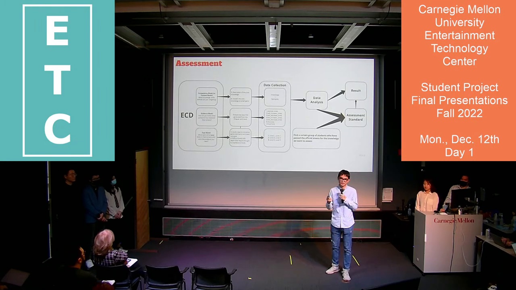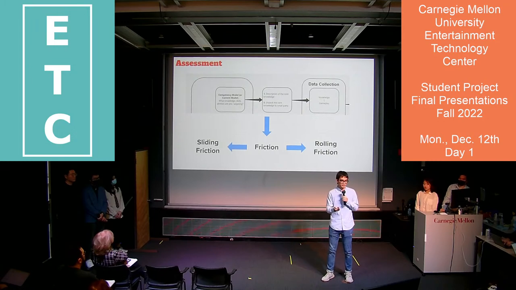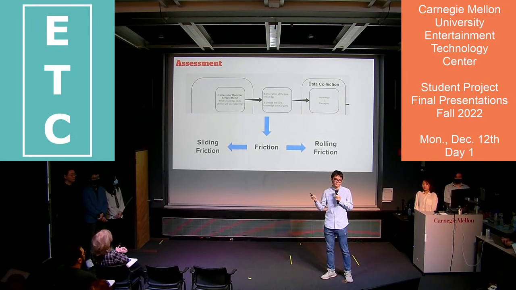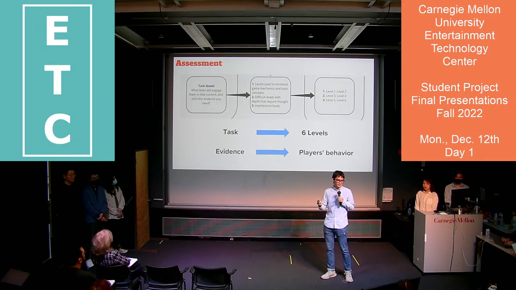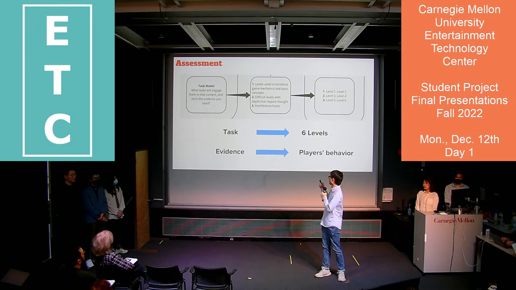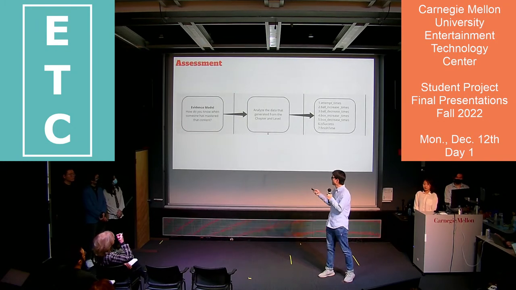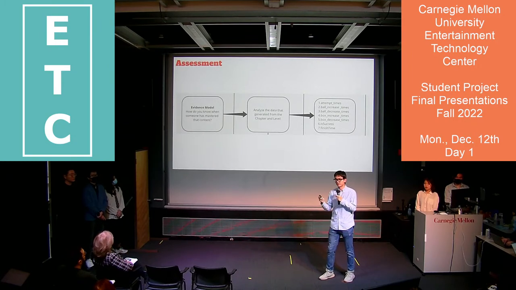So let me break it down and show some details. As you can see, the first part is the competency model. Our core knowledge is friction, and we have different parts of friction: sliding friction and rolling friction. The second one is our task model. We have six levels as our tasks, and we will also track players' behavior during play as the evidence. And then the evidence model is the process of data analysis and data tracking.